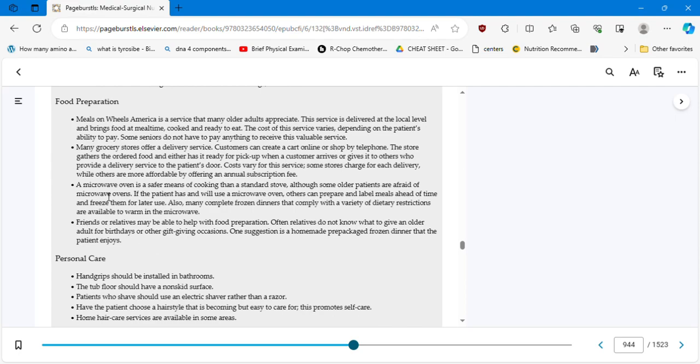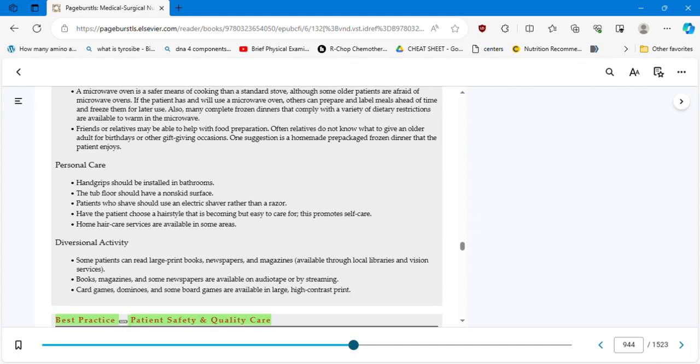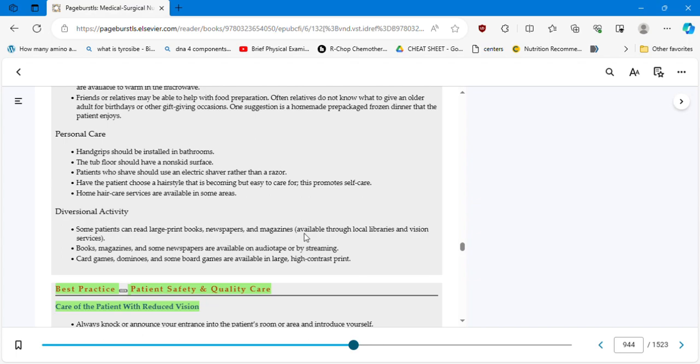A microwave oven is a safer means of cooking than a standard stove, although some older patients are afraid of microwave ovens. Personal care, hand grips should be installed in bathrooms, yes. And I would recommend this for all ages. I mean, for all elderly. It's not only for people with glaucoma. After 50, these hand grips should be considered for all elderly people.